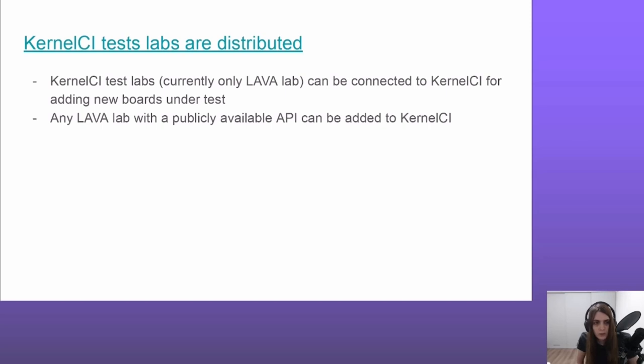So the KernelCI testing laboratory can be distributed, so everyone can start their own Lava laboratory by using Lava Docker and connecting the laboratory to KernelCI. They can give KernelCI the possibility to send tests to their own board and check the board with the kernel mainline tree or other different kernel trees. And any Lava laboratory with a publicly available API can be added to KernelCI. In the future, known Lava laboratory farms could also be able to contribute. And as I said, a Lava laboratory can be easily installed by leveraging the Lava Docker orchestration system.